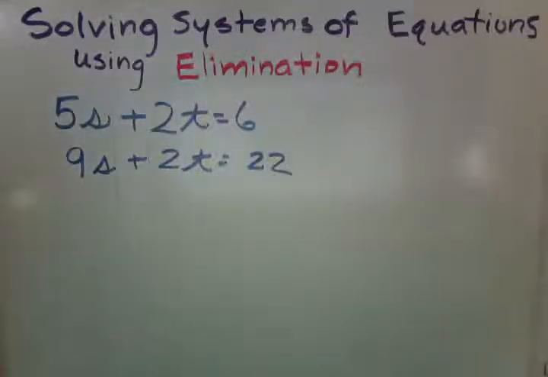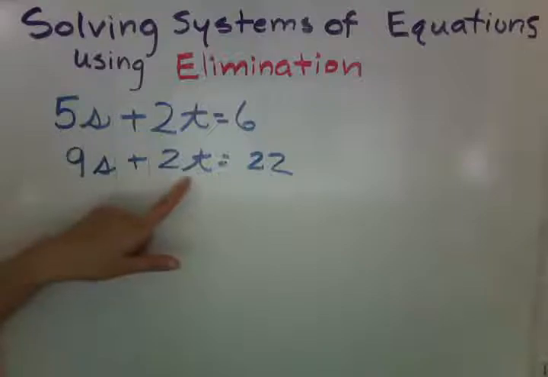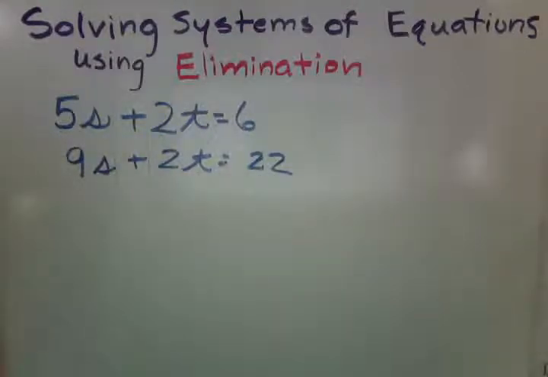Okay, we're going to try solving these systems of equations by using elimination. But notice that a positive 2t and another positive 2t does not cancel out if we were to add these two equations. So what we need to do is we have to manipulate one of the equations so one of the variables can cancel out.